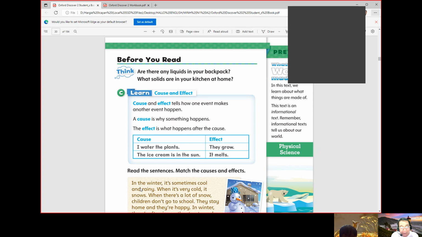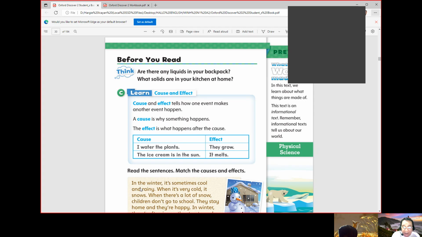Okay. Aside from those that we had mentioned, what else? Cause and effect. Okay, if you are thirsty, then you have to drink water, right? Because you are thirsty. Now, that would be the cause. What would be the effect? I won't be thirsty anymore. Okay, so you cannot be thirsty anymore because you already drank water, right?